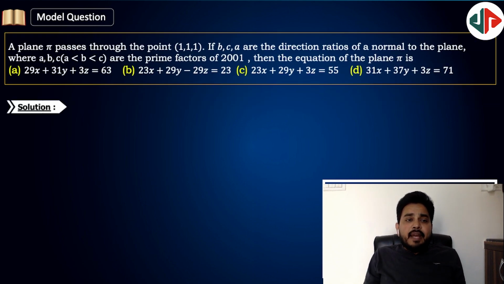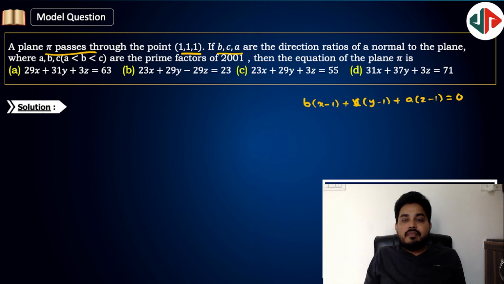A plane pi passes through the point (1, 1, 1). B, C, A are the direction ratios of the normal of the plane. So the plane will be B(x - 1) + C(y - 1) + A(z - 1) = 0, where A is less than B, and they are co-primes of 201.